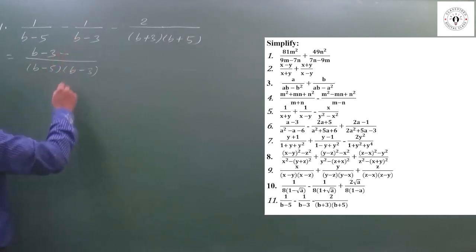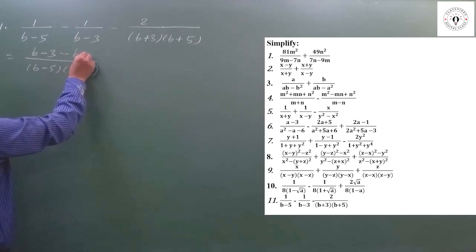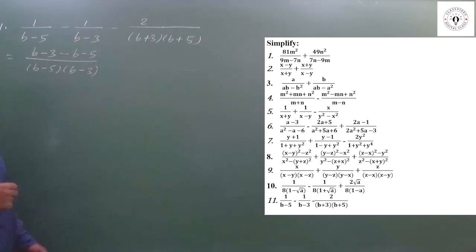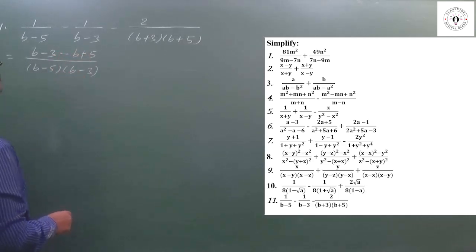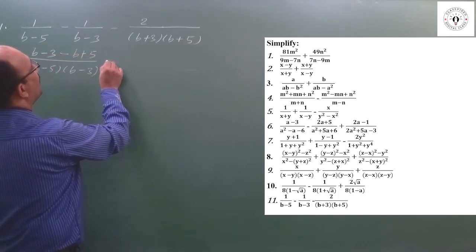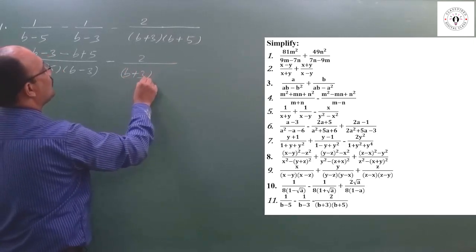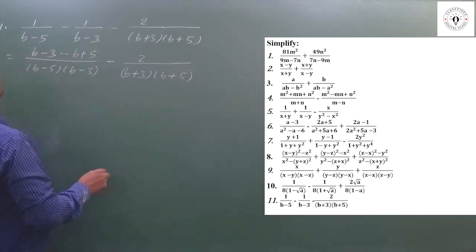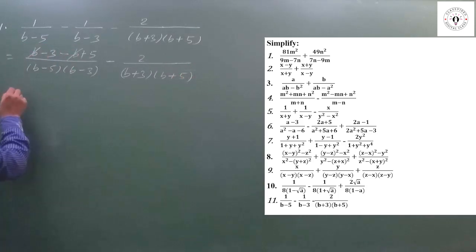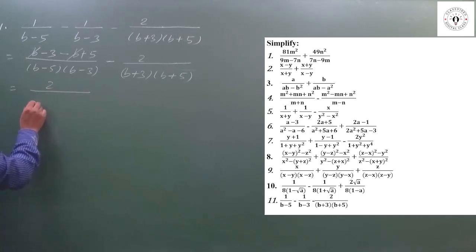Minus, which factor is not here from the LCM? b minus 5. So this one should be multiplied by b minus 5. b minus 5 into 1 is b minus 5. And since we have a minus sign here, this becomes plus. Minus 2 upon b plus 3 into b plus 5 as it is. Minus b plus b cancel. 5 minus 3 becomes 2.